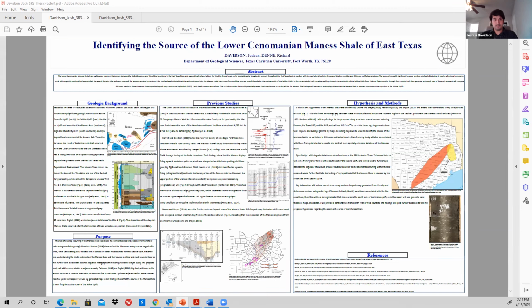Thank you. So I'm going to be talking about identifying the source of the Lower Cinnamonian mantle shell of East Texas. This is for my thesis, but I don't have all my data yet, so I'm just going to be talking about what I'm going to be doing, I guess.